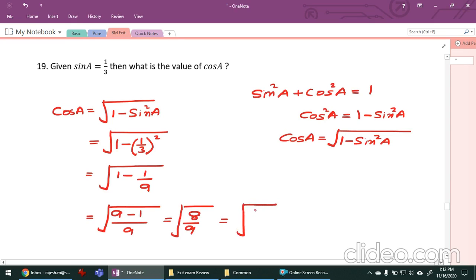You can write 4 into 2 by 9. See, you can bring this 4 outside. If 4 comes out, it will be 2 because square root of 4 is 2. Square root of 9 is 3, so it came out. Now this 2 will be still inside the square root. So 2 root 2 divided by, what is square root of 9? 3. So this is the answer.